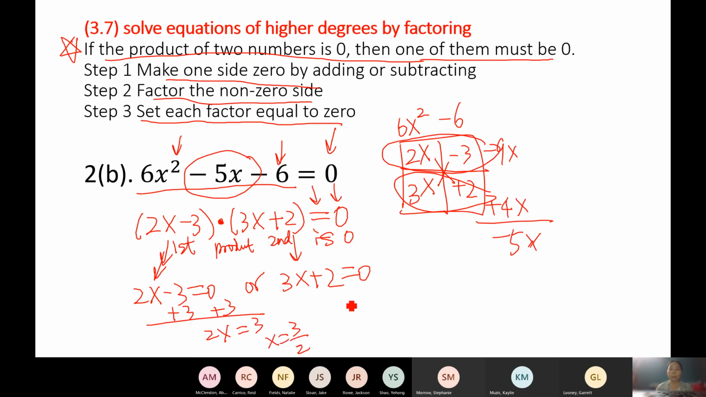Okay, subtract the 2. So I'm going to be a little quicker here. Subtract the 2, divide by 3. So there are 2 answers for this question. Okay, this next question is very similar.